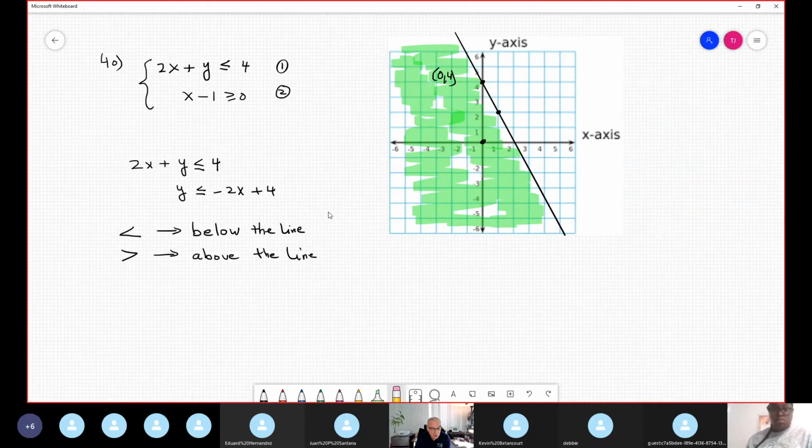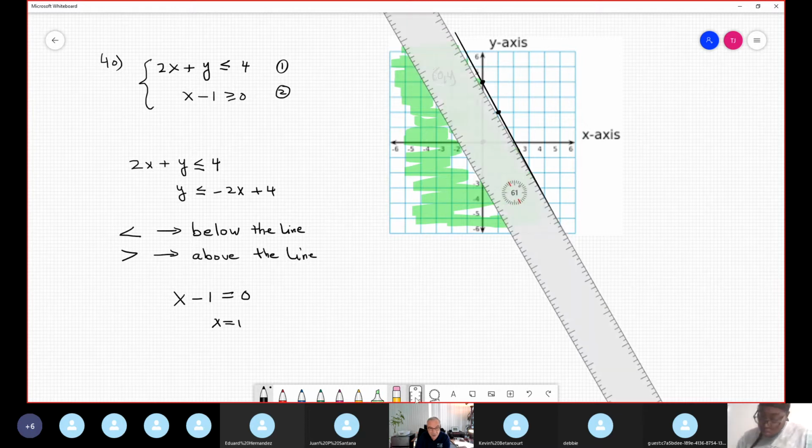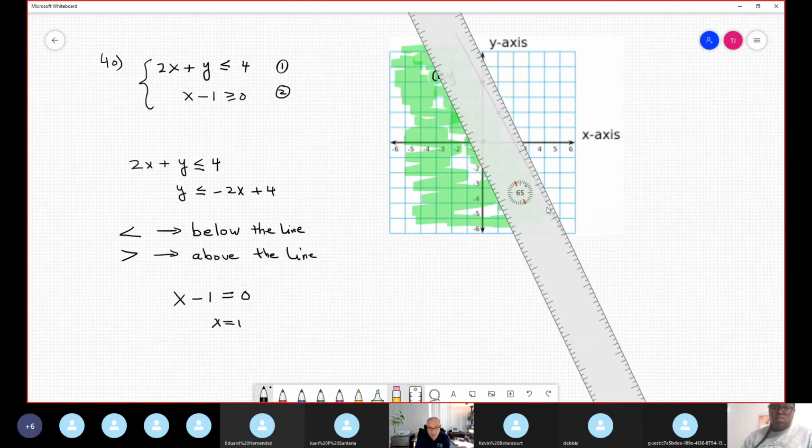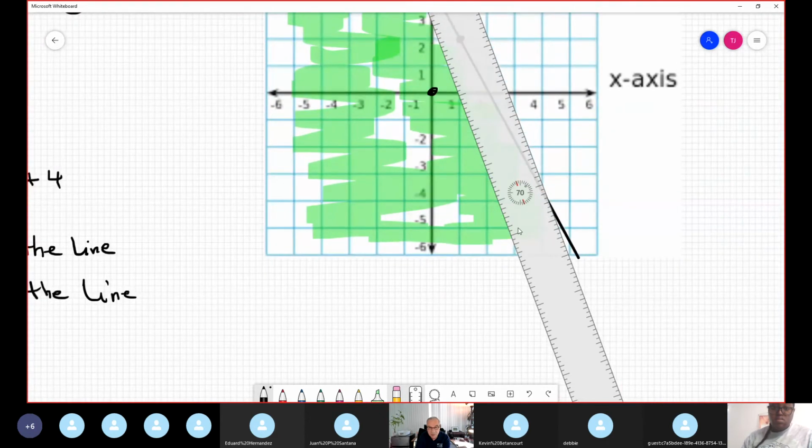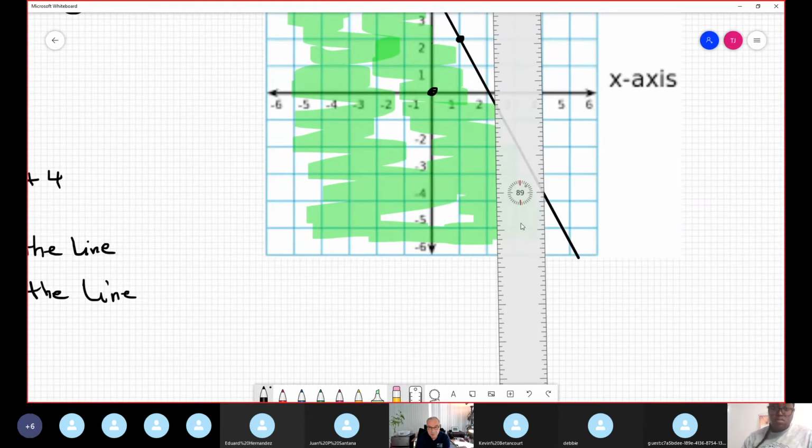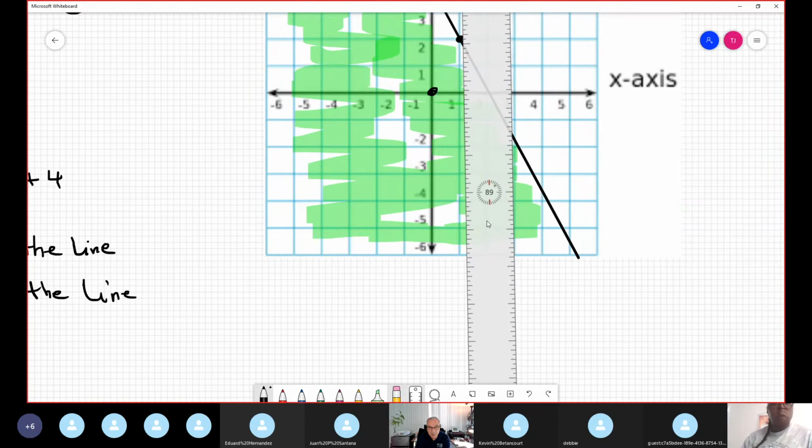So I copy my equation. x minus 1 equals 0. Okay, I copy the related equation. Remember, related means I temporarily replace this by an equal sign. So x equals 1. Wow, this is a vertical line. I know that this is a vertical line, 90 degrees, passing through what point? Passing through 1. So here, over there.